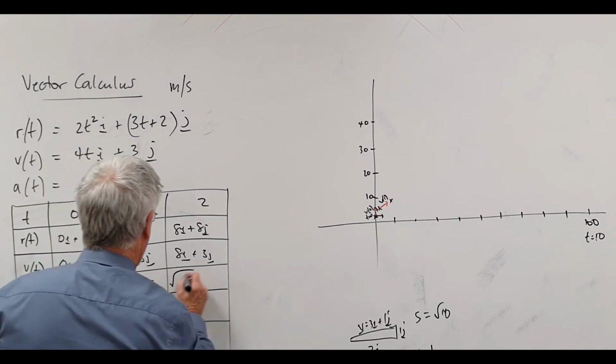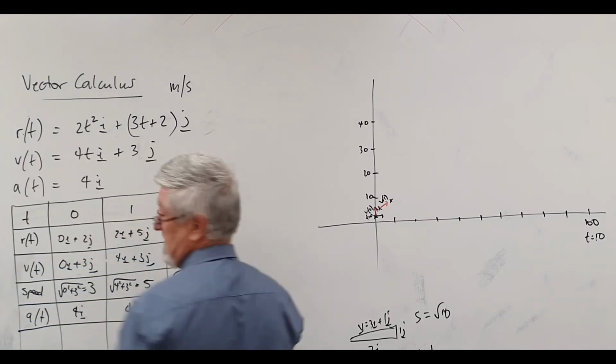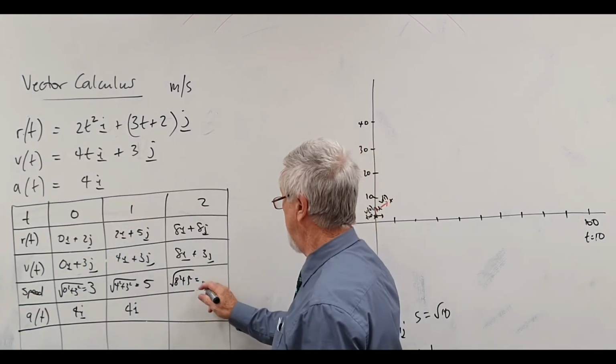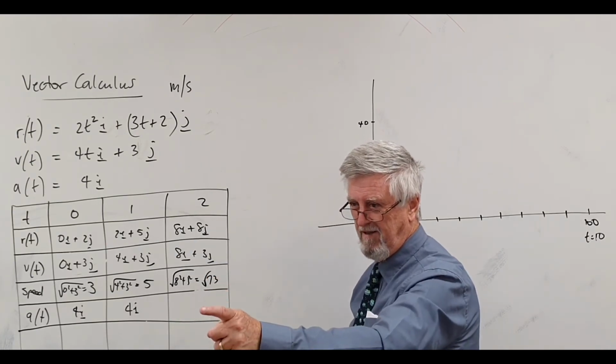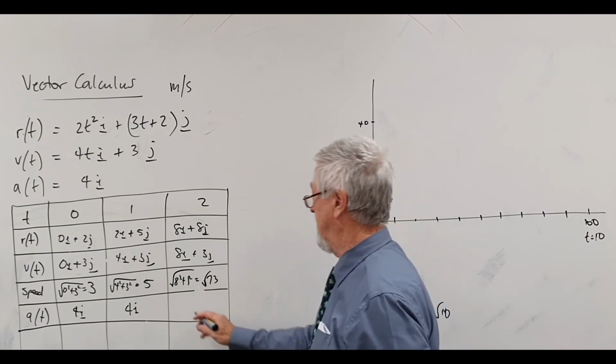So that one would be the square root of 8 squared plus 3 squared, which is 64 and 9, 73. That's its speed. Different to velocity. It's the Pythagoras of the velocity.